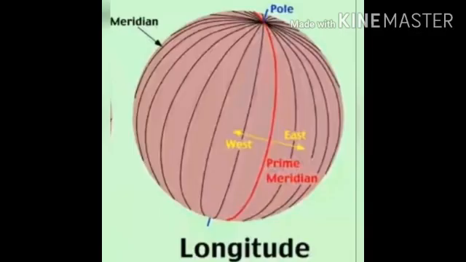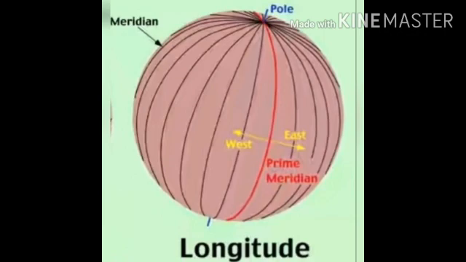Longitudes are imaginary lines running from north to south, and they also are many. They are like the latitudes or parallels. The only difference is that they change their distance as they go to the poles. If you see the lines of longitude, they actually meet at the poles. So the meridians come closer gradually from the equator to the poles. Finally they all meet at the poles.